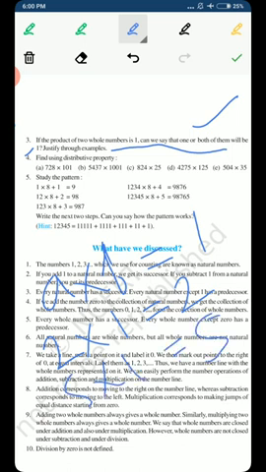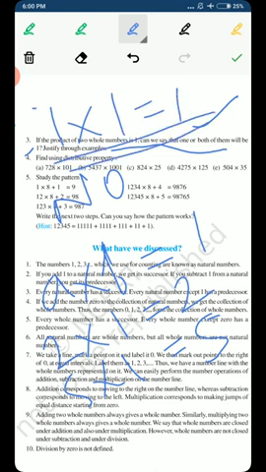Why? Because 1 is the multiplicative identity. I have told you about it. It doesn't change the identity of the number. So the answer to this question, if the product of two whole numbers is 1, can we say that one or both of them will be 1? No, the answer will be no. We cannot say that one or both of them will be 1, but only when 1 is multiplied with 1 is the product 1. So we can say that the product will be 1 only when both of them are 1. And what will be the example?